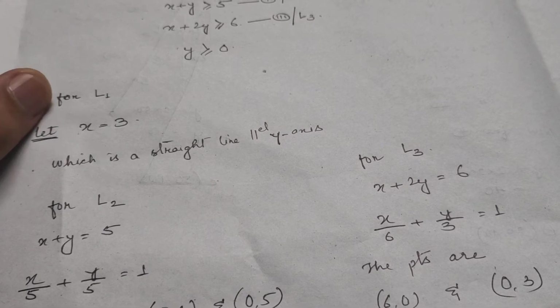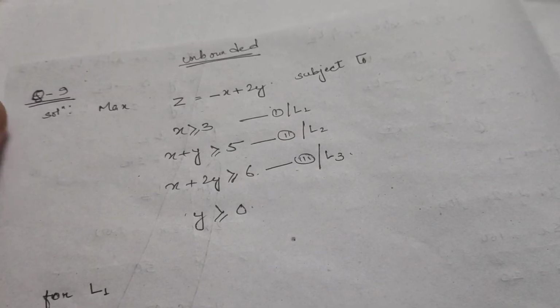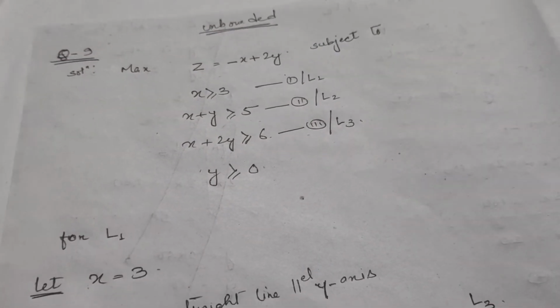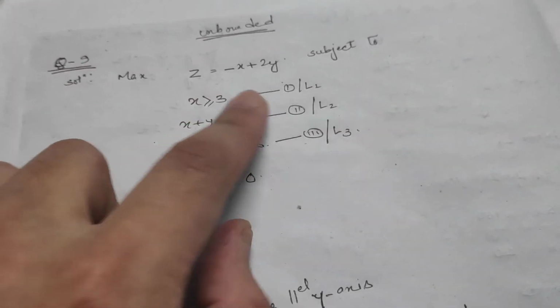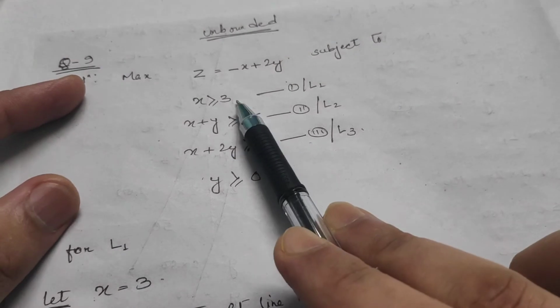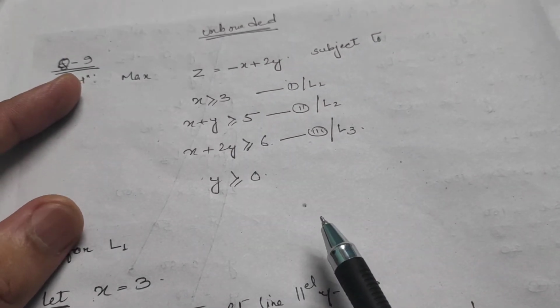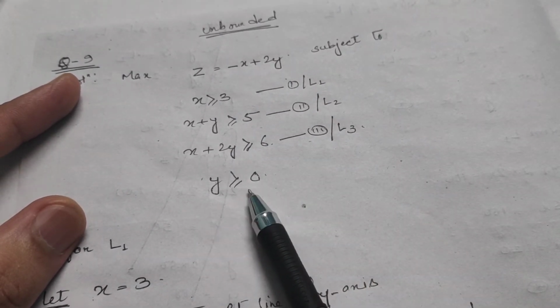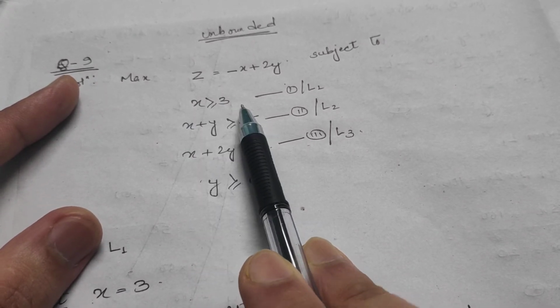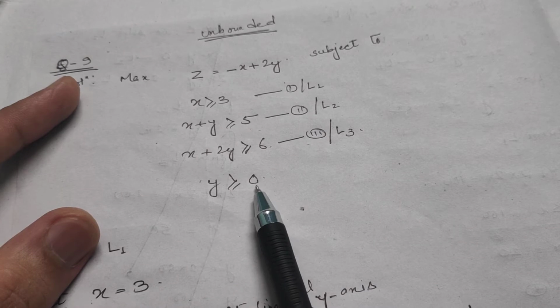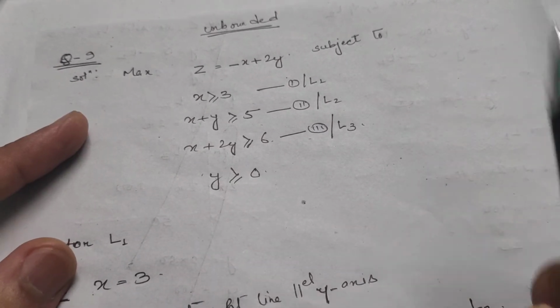Now this is question number 9, which is for the unbounded problem. Okay, now they are saying maximize Z equals, so this is our objective function, these are our constraints, and there is Y greater than 0 but X is greater than 3. So this will also represent a line. We know Y greater than 0, what it is.